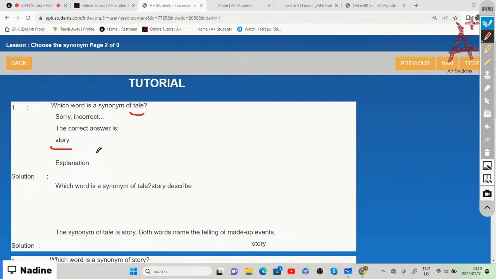Something that we made up. We talk about Cinderella stories or Goldilocks and the, you know, those types of stories. So we have the story, which is similar to a tale, or a fairy tale being the same as a story. It is something that you are telling, but it's a made up event that you are telling.